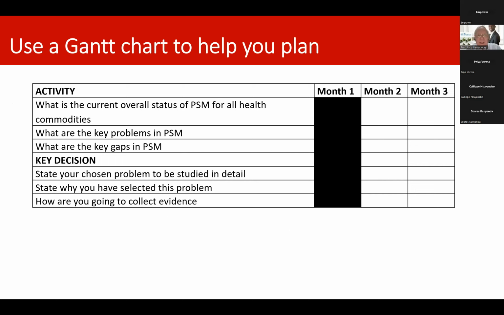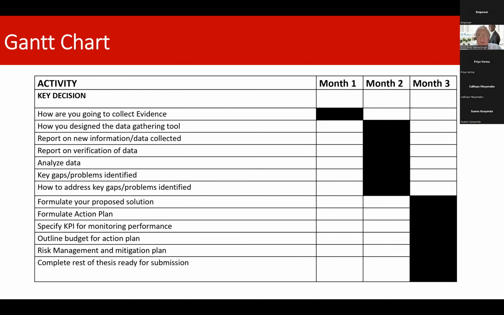You're going to use a Gantt chart to help you plan. So typically, current status, month 1, key problems, month 1, decisions going on into months 2 and 3. You're going to produce a Gantt chart like this. So typically 3 months to produce the thesis. Look at what you're going to do, where you need to be each month in the process. It's your Gantt chart.